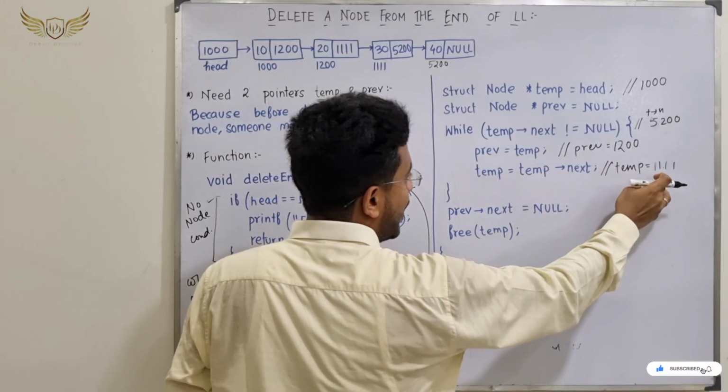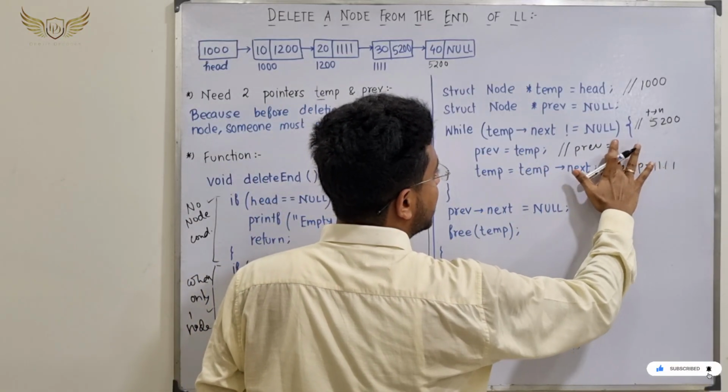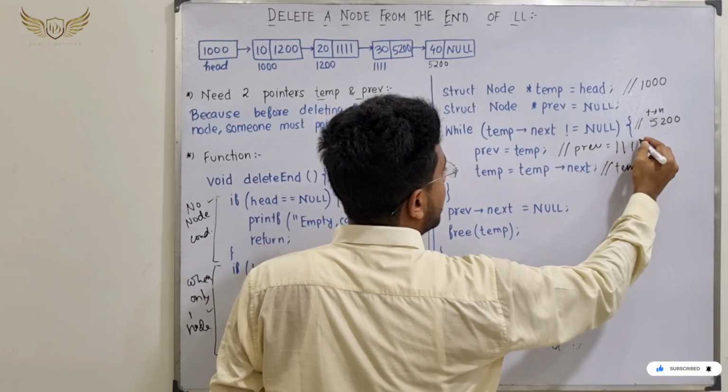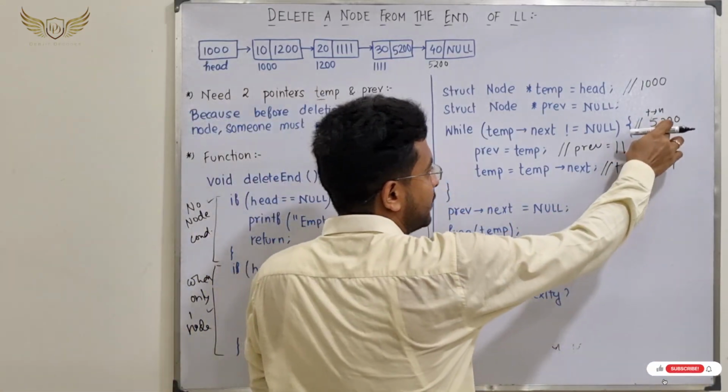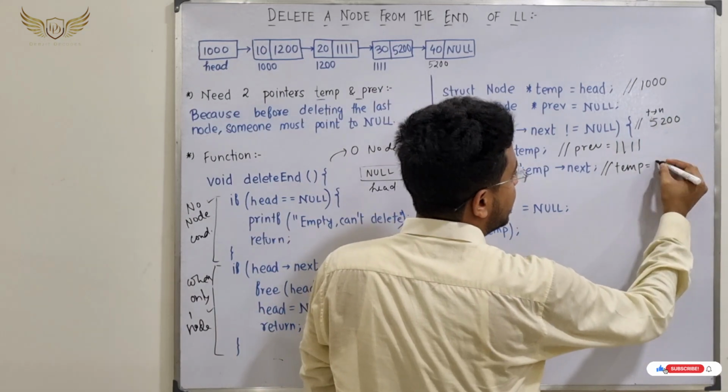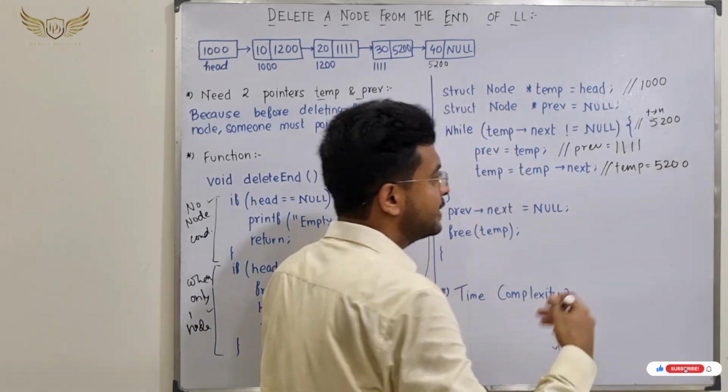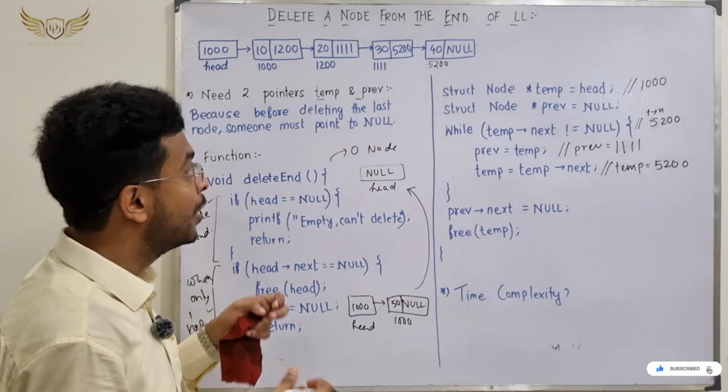So prev = temp. What is the value of temp? 1111. So this particular thing becomes 1111. And temp = temp->next. What is the value of temp->next? 5200. So this particular thing becomes 5200. So we are traversing. Now see what will happen.